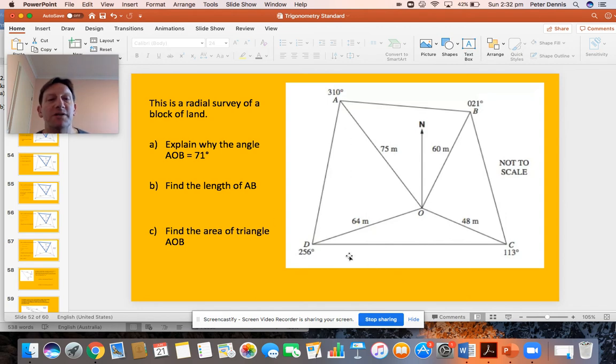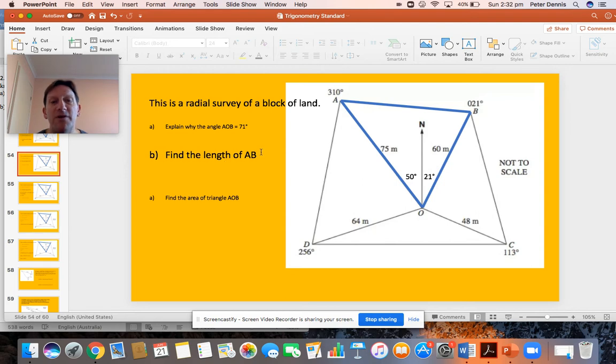So the first question, explain why the angle AOB is 71 degrees. Well, if we have a look, this is a bearing of 310, so right the way around there is 310. So the rest of it up to 360 must be 50 degrees. This has an angle or bearing of 21, so this from north to the line is 21. So the whole lot is 71. There's the first one done.